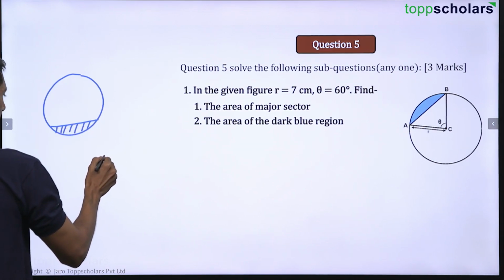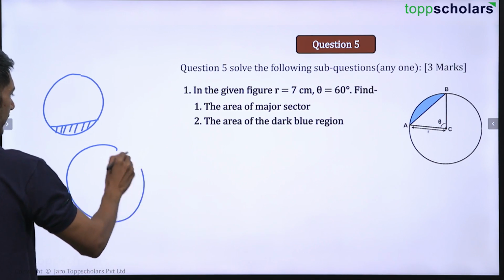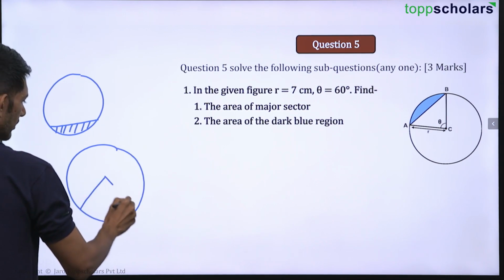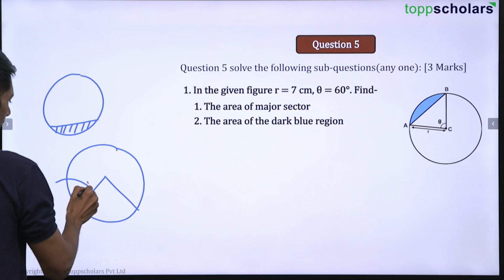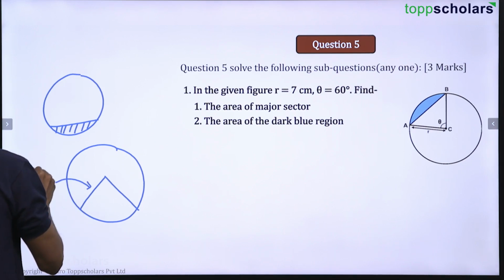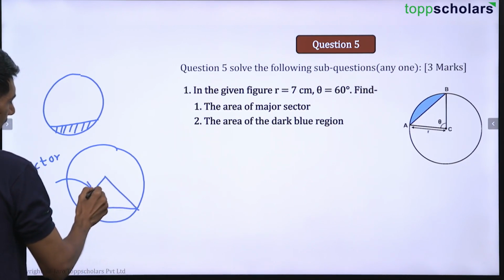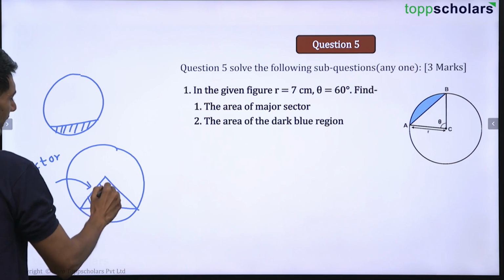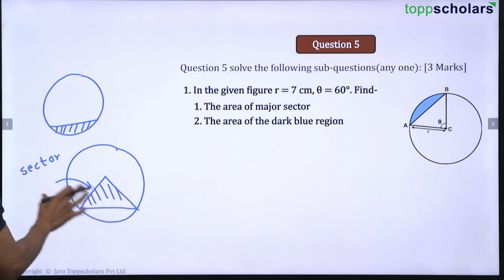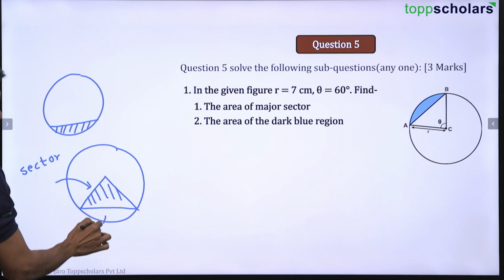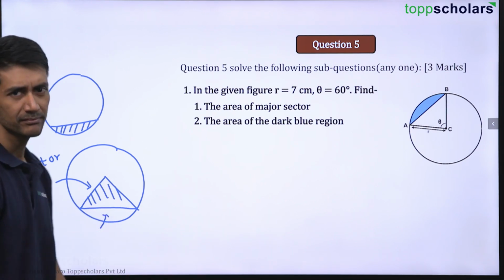How do we find that? What we do generally, for this, we take the sector. And from this sector, we subtract the triangle. From this sector, we subtract the triangle. So we get the segment. Easy.